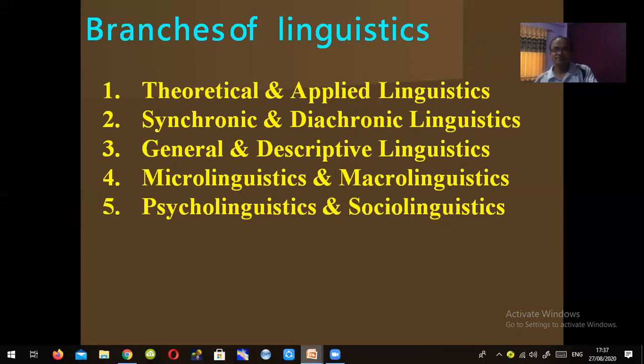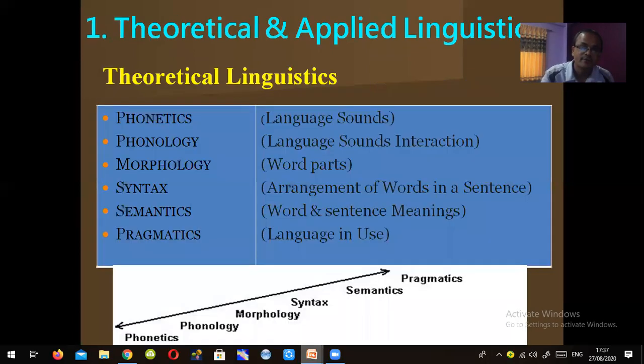Synthesizing the definition and purposes of linguistics, we can talk about some branches. There can be hundreds of other branches. Let's see some branches, and they are not mutually exclusive; they are interrelated. Number one, theoretical and applied linguistics, synchronic and diachronic linguistics, general and descriptive linguistics, microlinguistics and macrolinguistics, psycholinguistics and sociolinguistics. These are common branches that are imagined in the field of linguistics. We'll talk about them in short.